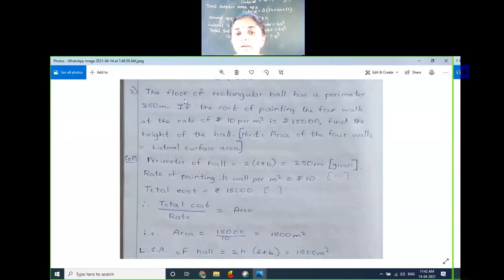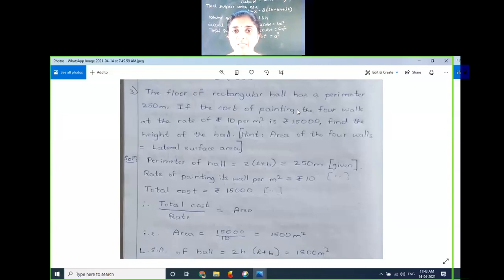The floor of a rectangular hall has a perimeter of 250 meter. Floor is in the shape of a rectangle. The perimeter of the rectangle is given. If the cost of painting the 4 walls at the rate of rupees 10 per meter square is rupees 15,000. Here the total amount is already given. Cost of painting the 4 walls.